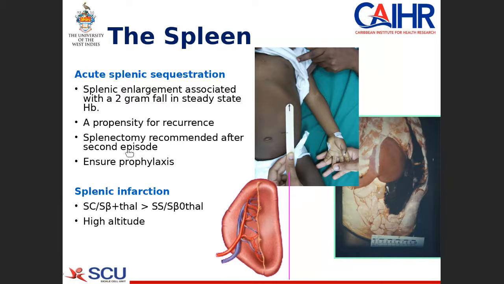Hence the reason that after a second episode of an acute splenic sequestration, we need to try and refer those persons for elective splenectomy. And if you remember, we spoke about prophylaxis. So after splenectomy, they should go on penicillin prophylaxis for 3 years after surgery. Splenic infarction is basically just a painful, swollen spleen, often seen more in your milder genotypes, but the difference between it and acute splenic sequestration is that you will not see that fall in hemoglobin.